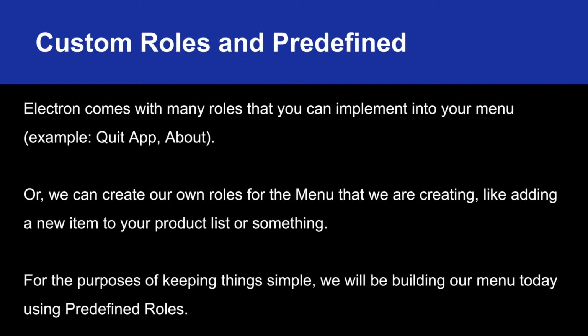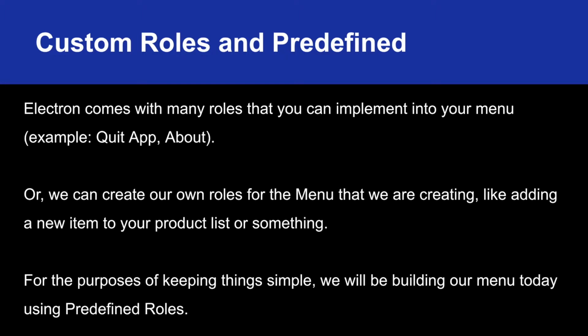Alright? So let's talk about custom roles and the predefined roles. Electron comes with menu roles that you can implement into your menu automatically. So you can use, for example, quit, about, services, hide. Those are mostly the Mac ones, but okay. We can also create our own roles for the menu that we are creating, like adding a new item to your product list or something, alright? But in this lesson, we're just going to talk about predefined roles, alright?